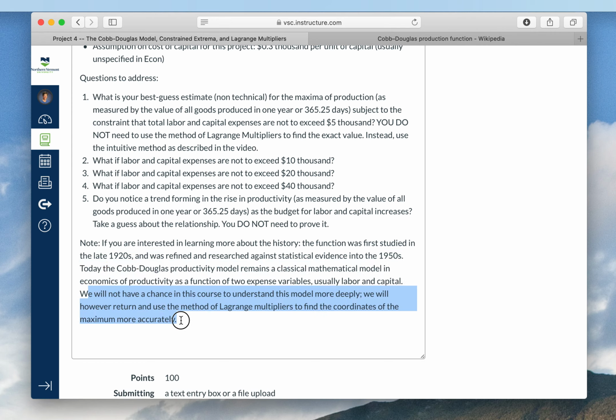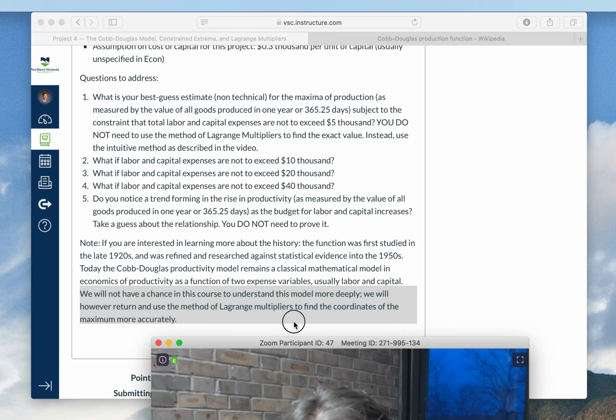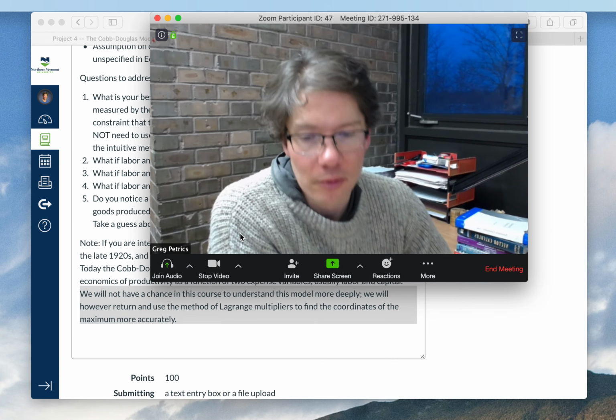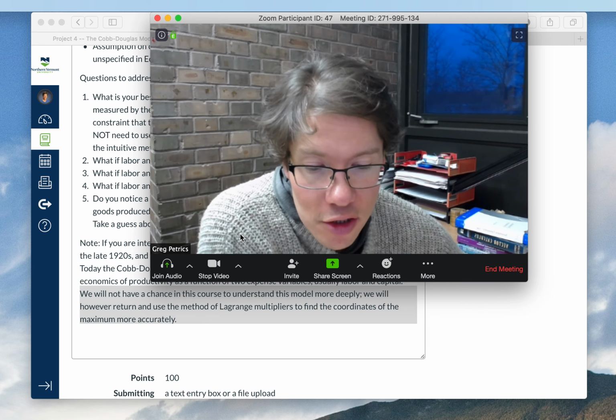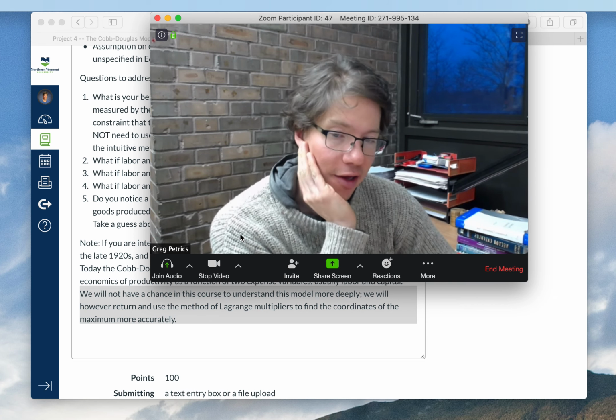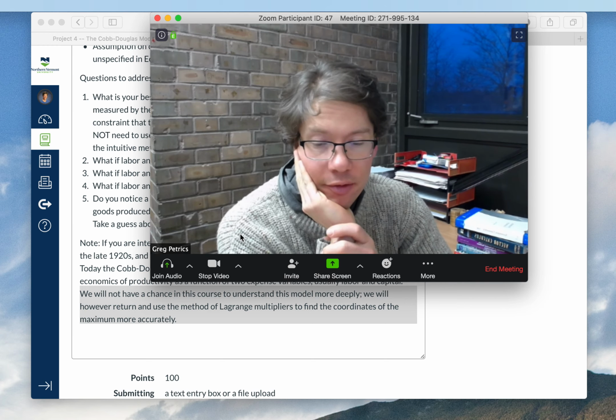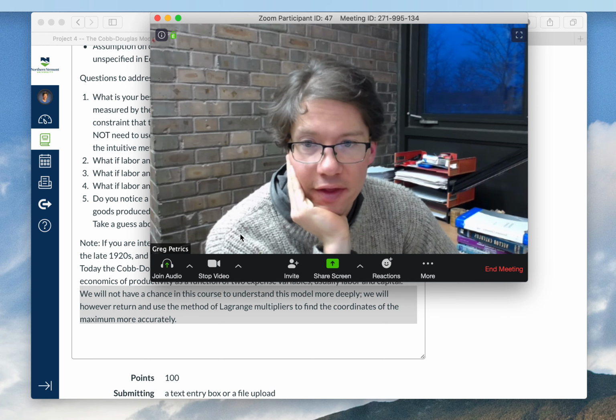We're not going to have a chance to understand this model more deeply in this class, but we will, however, return and use the method of Lagrange multipliers after break to see if we can figure out a way to get the algebra to find these exact values a little bit more accurately. If you want to take a shot at this, go ahead and do it now. It's kind of fun to see if you can get the algebra to work out. Even if you can't get the algebra to work out, see if you can get GeoGebra to find the exact value. But if you can't, no big deal. We'll take a look at this later.